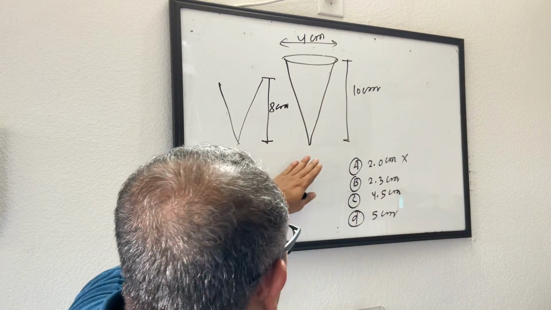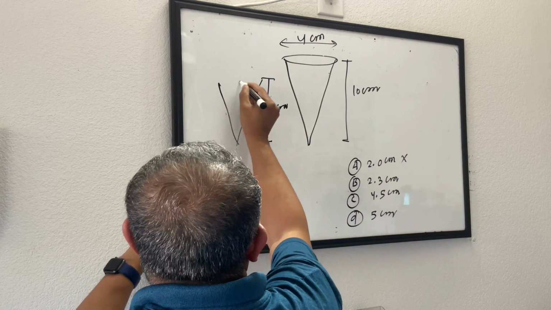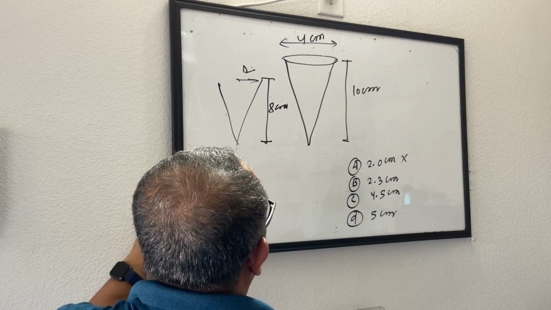Okay, so this one is ruled out. Now let's say, okay, we have to find out what is the radius. Let's say R is the radius.